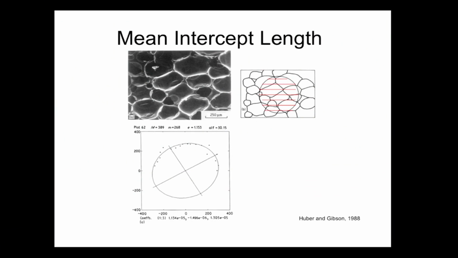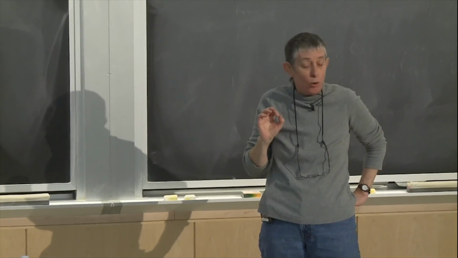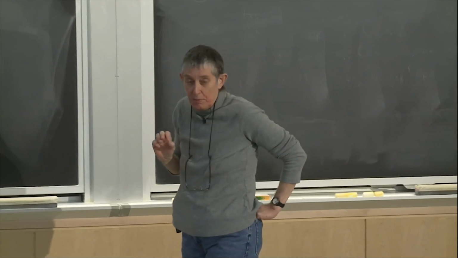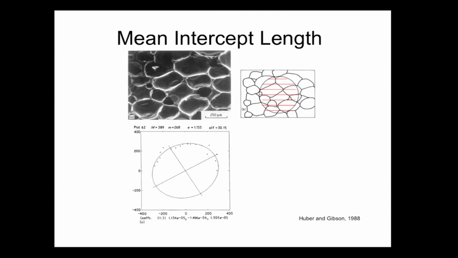We're going to do a little bit more on cell structure today. We're going to talk about some topological laws for cellular materials, for polyhedral cells. And then we'll start talking about modeling honeycomb materials and how we look at the mechanical properties of honeycombs. Where we left off last time was mean intercept length.